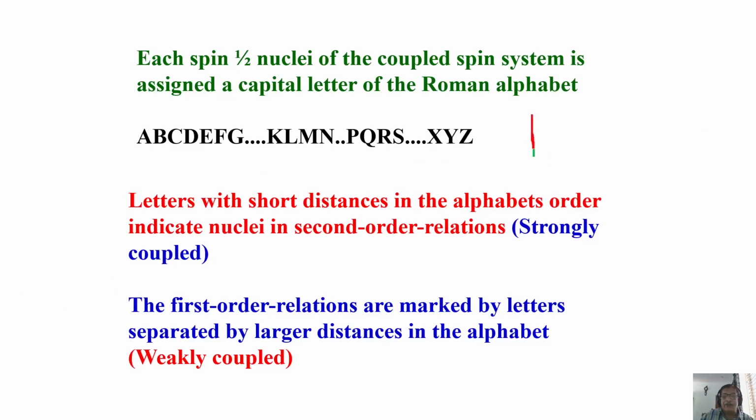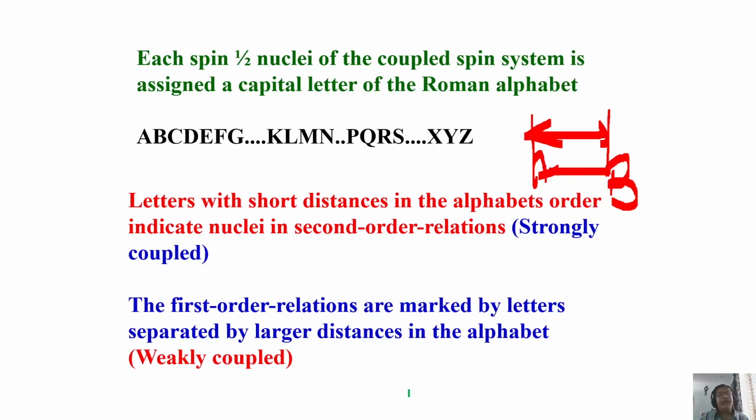On the other hand, I have a proton here and a proton here, and I write them as A and B. What does it mean? The chemical shift separation between this and this is almost comparable to the coupling between A and B. It is a strongly coupled spin system.